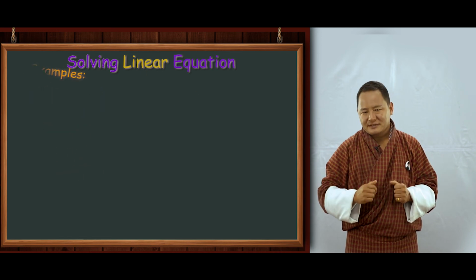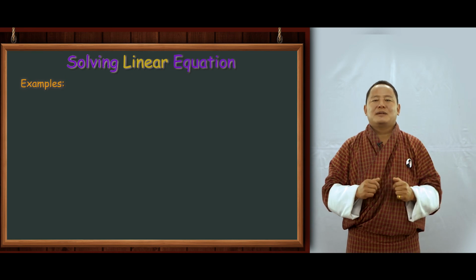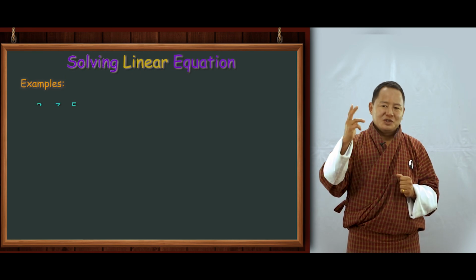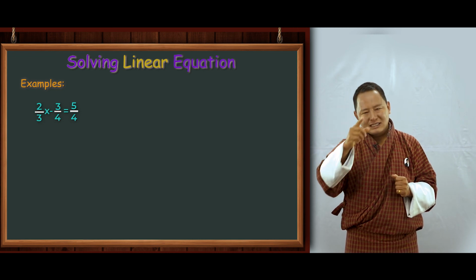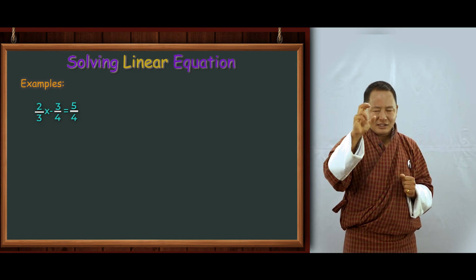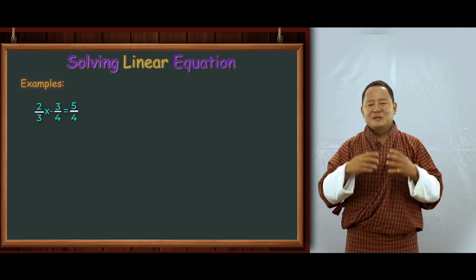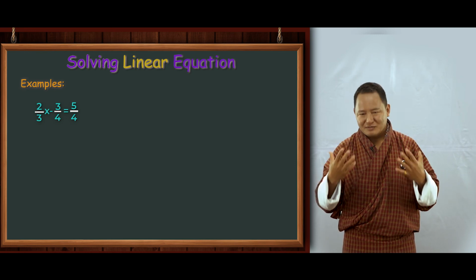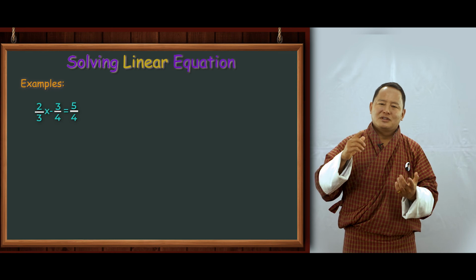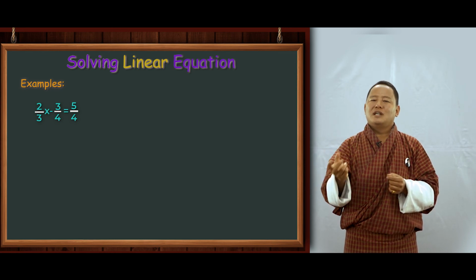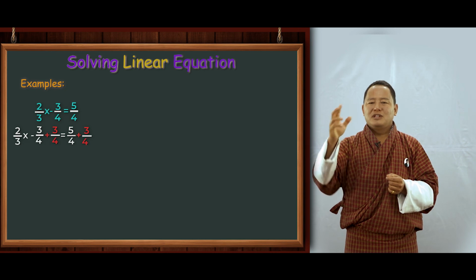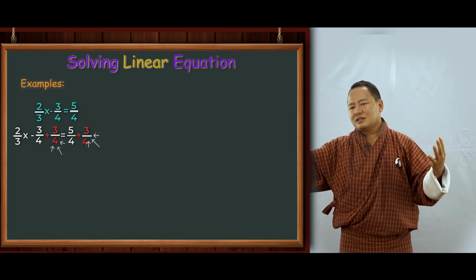Few more examples please. So the next example question is in the form of a fraction. 2 over 3 x minus 3 over 4 is equal to 5 over 4. Now, it's a linear equation but in the form of a fraction. How to solve? The method is the same. First of all, we'll get rid of negative 3 over 4. In order to get rid of negative 3 over 4, we have to add positive 3 over 4. So when we add on the left hand side, it has to be added on the right hand side too.